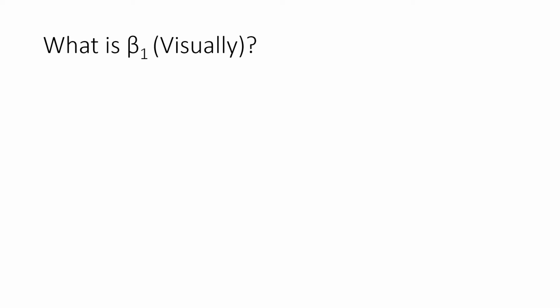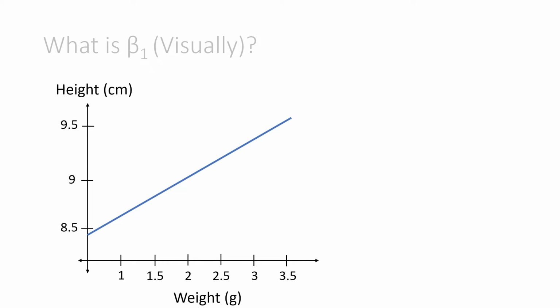So what is beta 1 visually? Well, we need to understand what slope means. Here's our same graph as before, but with a couple changes. We're only looking at the weights between 1 and 3.5 grams, and we're only looking at the heights around the 9 centimeter mark. If we draw a mark up at 1 gram and then across, we see it hits a height of 8.6 centimeters. To measure slope, we need to go 1 unit across in the x-axis, so now we're at 2 grams. This is 1 unit over in the x-axis.